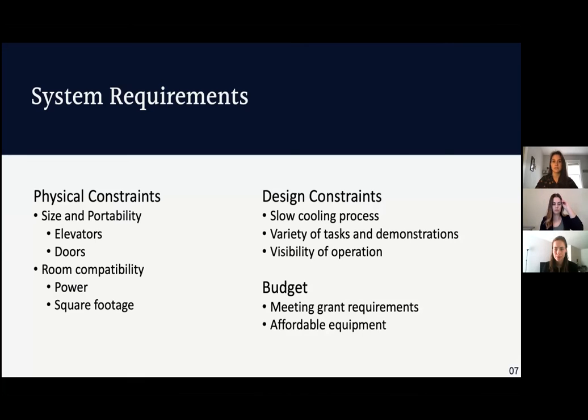In terms of design constraints, in keeping with our learning objectives, we wanted all processes to be as visible as possible for students. This meant keeping the cooling process slow enough to be observable, being able to demonstrate a variety of tasks on the equipment, and making sure that all of the pieces of equipment were visible. This meant building at an accessible height and keeping the equipment spaced out enough to be seen. Finally, as we were students working with external funding, we needed to keep budget in mind at all times, not only to keep our costs low, but to make sure that we were meeting the different requirements for the grants and funding that we would be receiving.